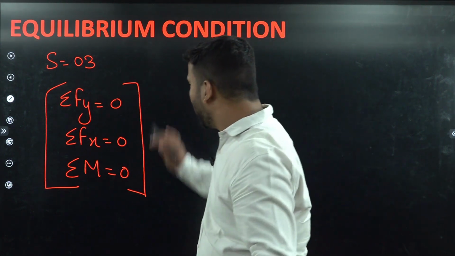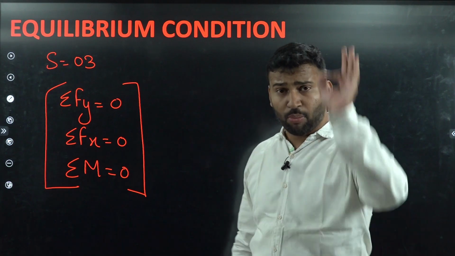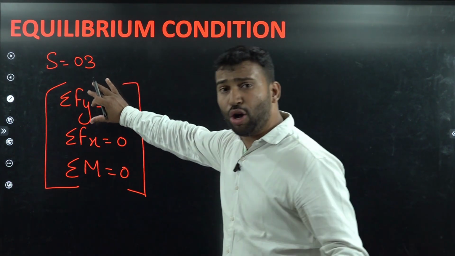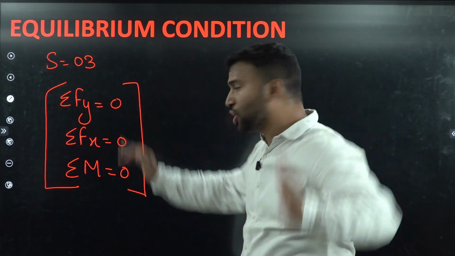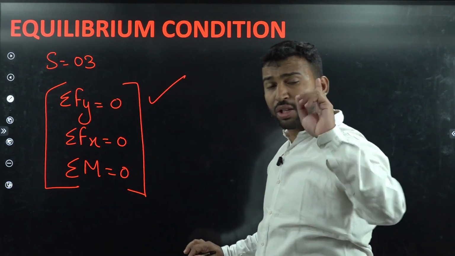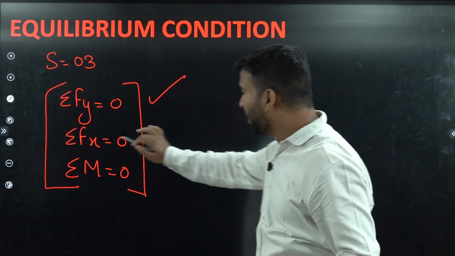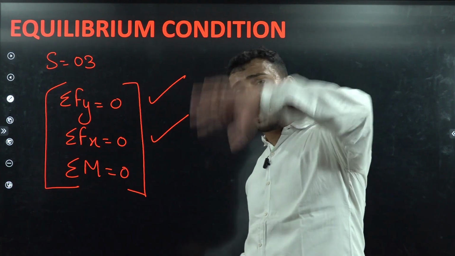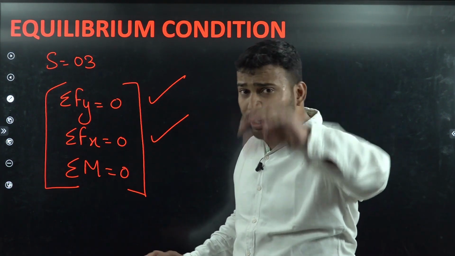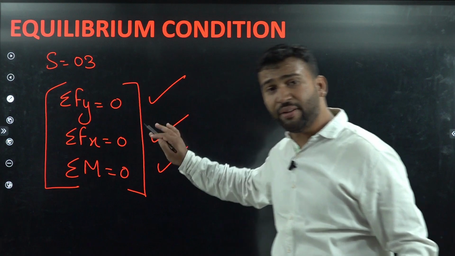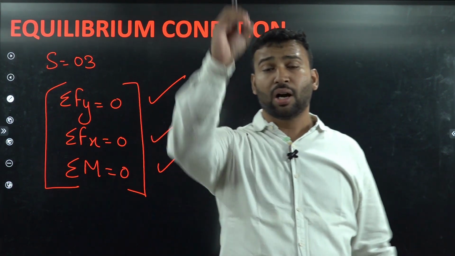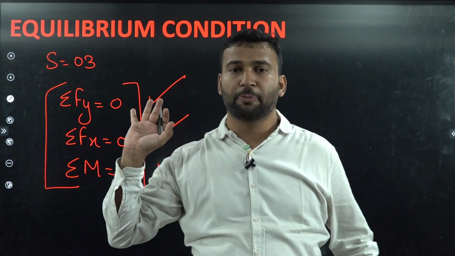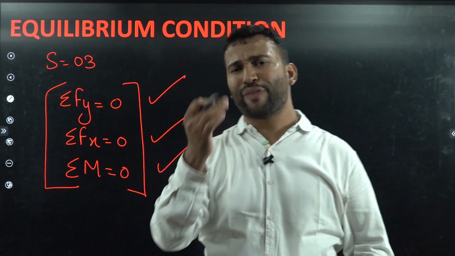It means that if a body is in equilibrium, then the summation of all the forces in the vertical direction is equal to 0. The summation of all the forces acting in the horizontal direction is equal to 0, and the moments acting on the body, the net sum of those moments, will also be 0. Then we call this structure an equilibrium structure, or a structure which is under equilibrium. So sir, how will we find this particular thing?